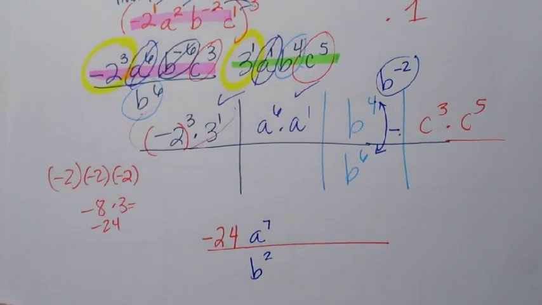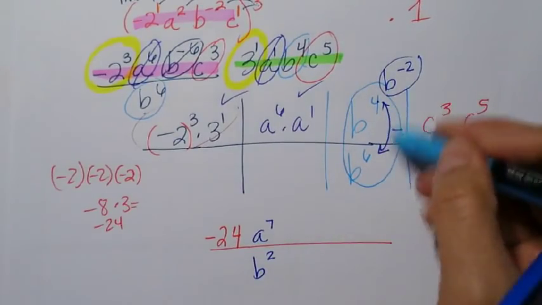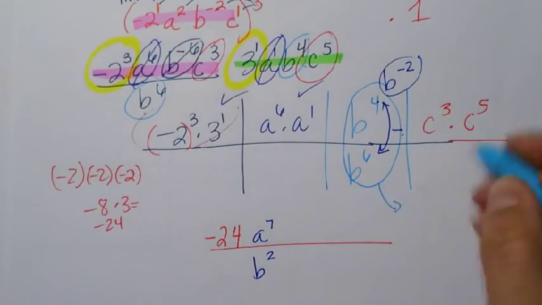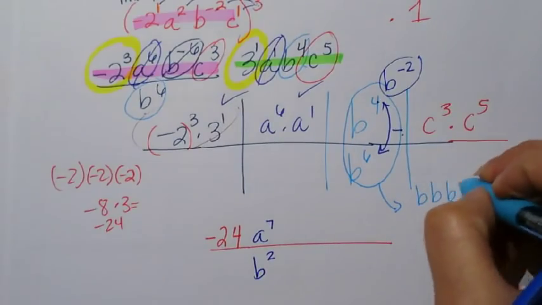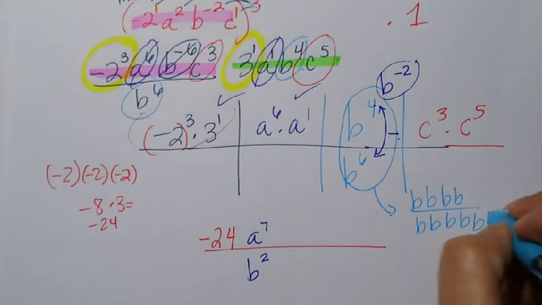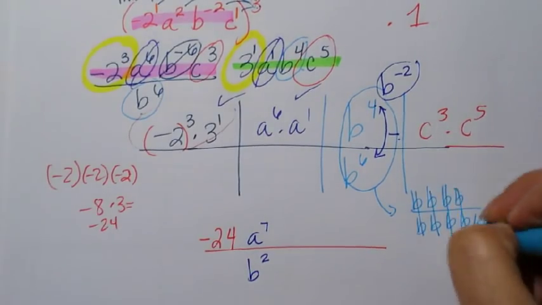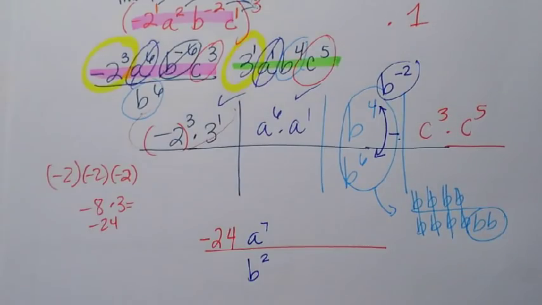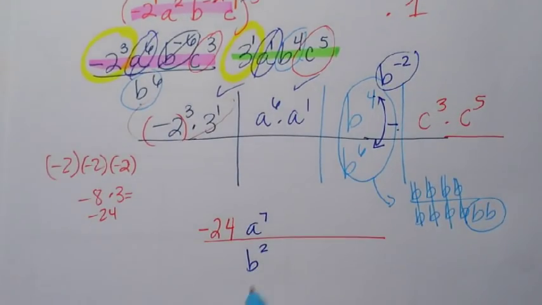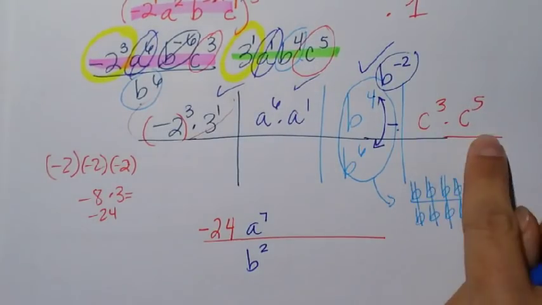Okay? If you were to expand the b's because you forgot, like, oh, I really don't know how to do this one, I totally forgot. Take it to the side and do 1, 2, 3, 4 b's on the top. 1, 2, 3, 4, 5, 6 b's on the bottom. And then you will cancel out, and then you'll notice that yes, you do have 2 b's left on the bottom, which is b to the 2nd over there. So this is done.